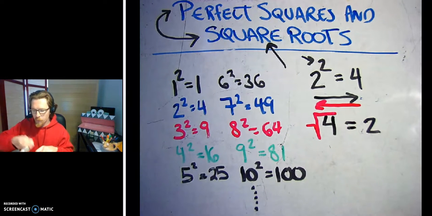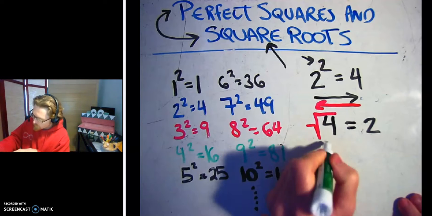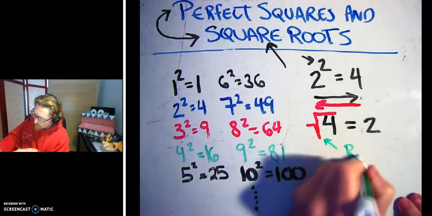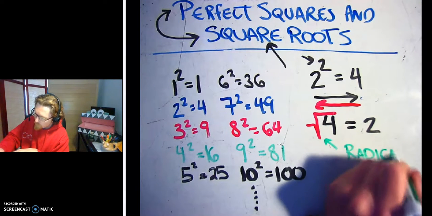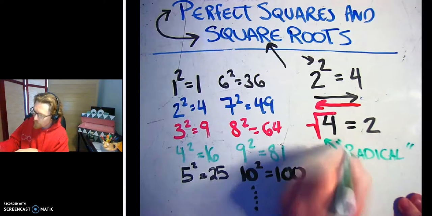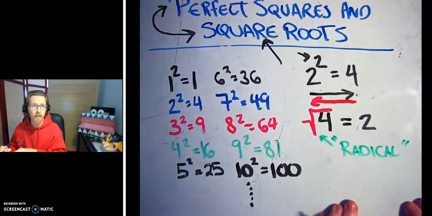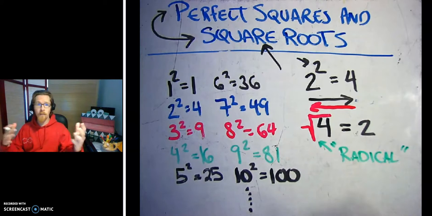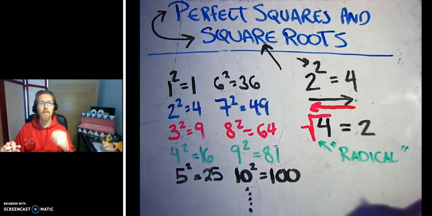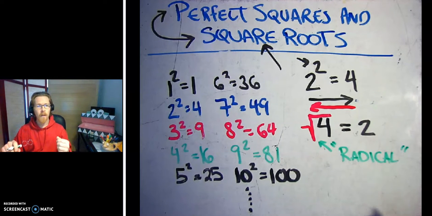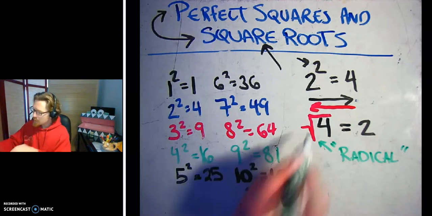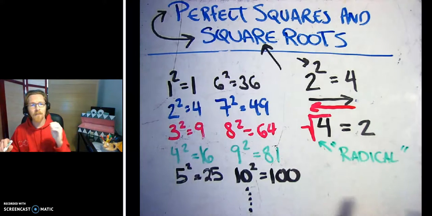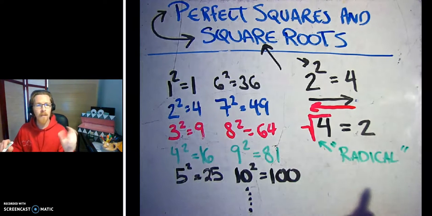So this is a new symbol that we'll introduce to you. This symbol, we call it a radical. We call it a radical because, yes, it is radical. It is awesome. Also, it's radical. Like, it's crazy. It's new. It's different. It's a new operation. A radical is this shape. Now, this isn't division, but it's something different.